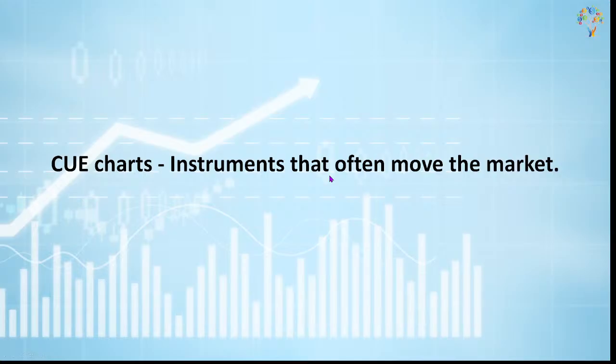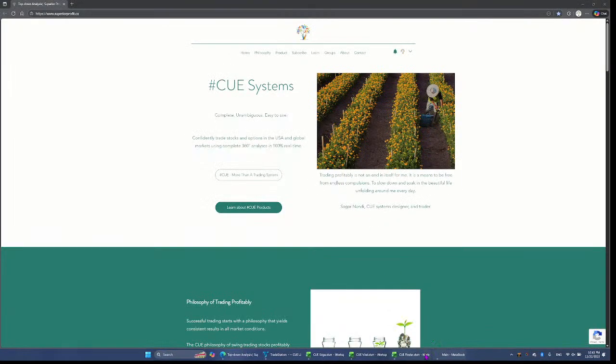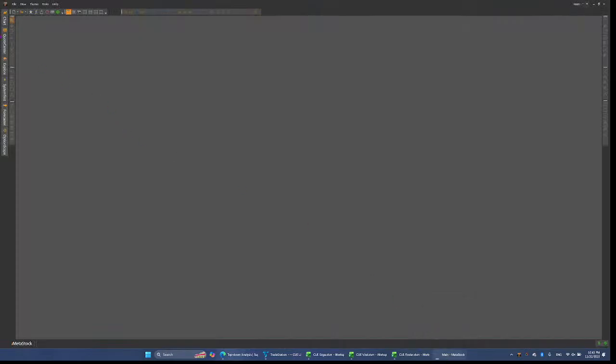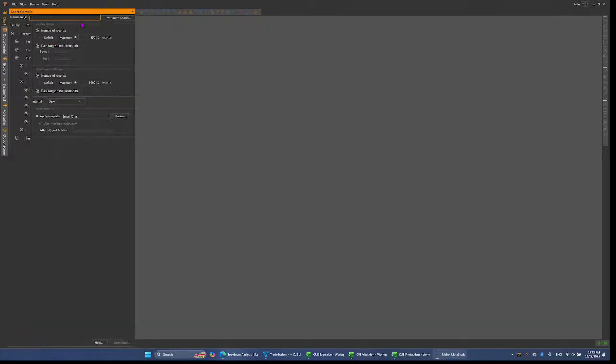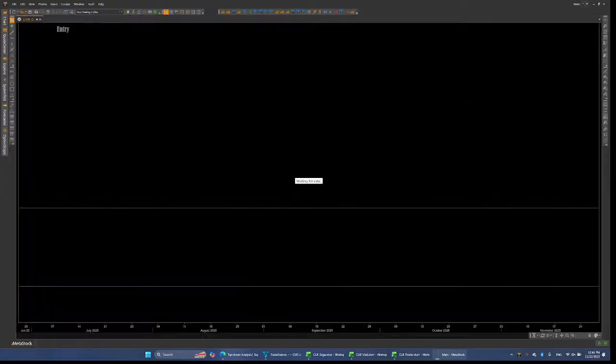Let's start with instruments that often move the market. And I'm going to use the latest Metastock version, Metastock 20, Metastock XX. For that, we start with the Dollar Index ETF UUP.